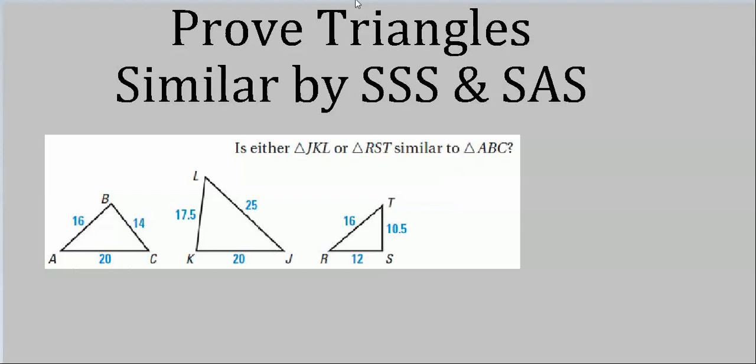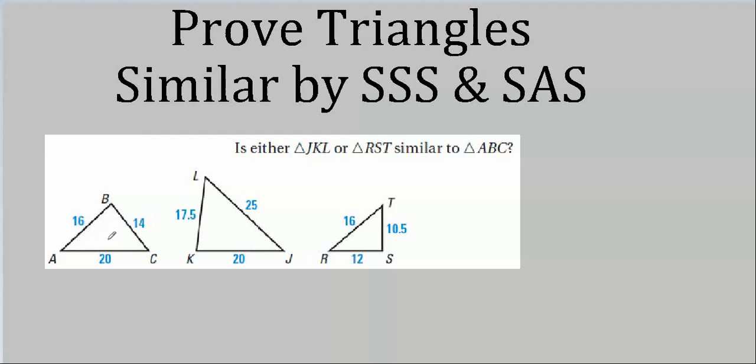So let's work some problems using these two theorems. These problems will be fairly easy, I think. You probably won't have much trouble understanding them. This one here, we've got to figure out if JKL or RST, either or neither or both, are similar to triangle ABC. Now we have three theorems so far. We have angle-angle, we have side-side-side, and side-angle-side.